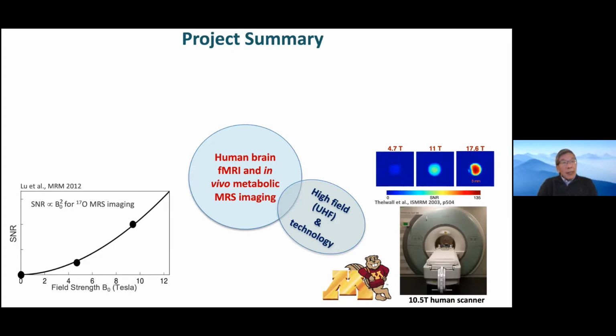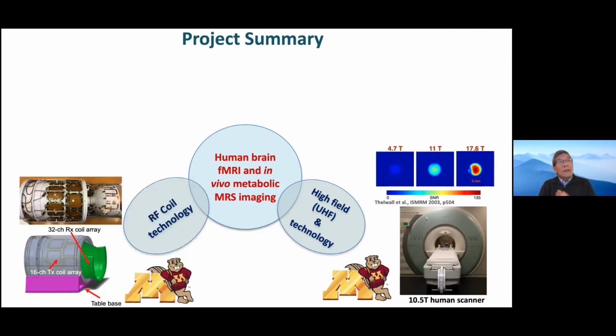So it means if we increase the field strength from 1.5T to 10.5T, we will gain 47 times the signal to noise ratio for 17O application. Although for the proton, because it's a linear relationship, it indicates a 7 times improvement in signal to noise ratio at 10.5T. So we need more technology to further boost the sensitivity.